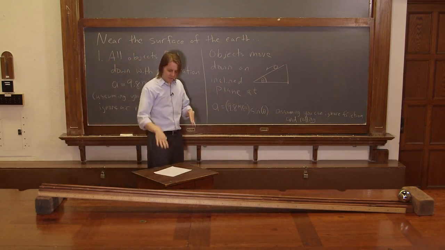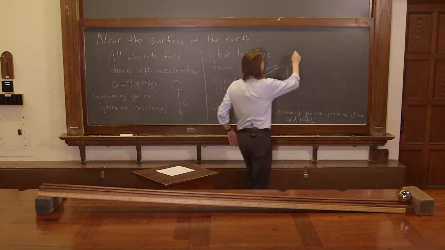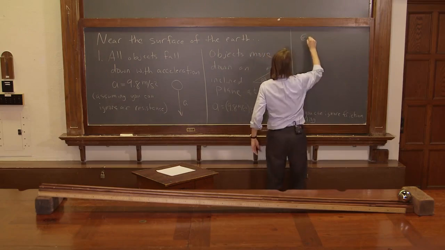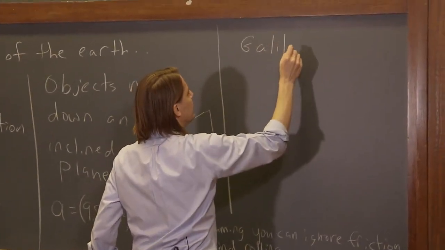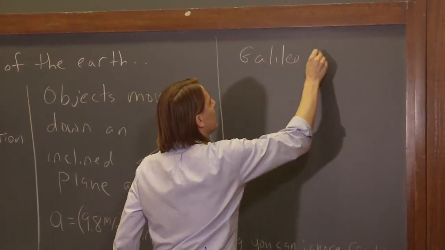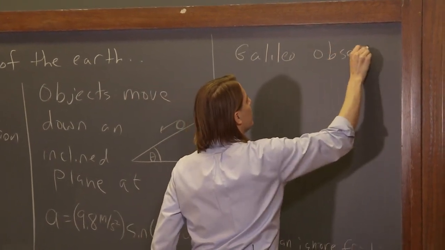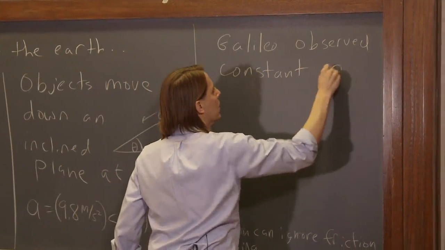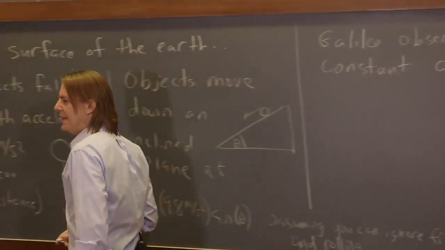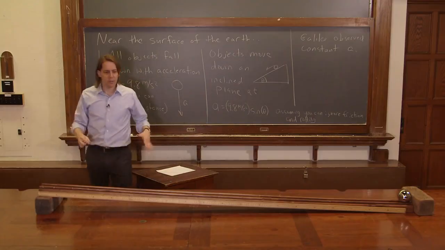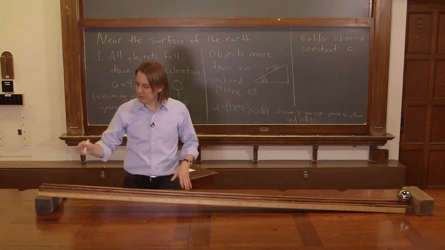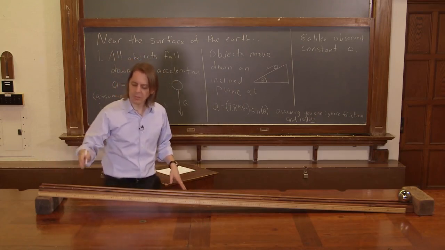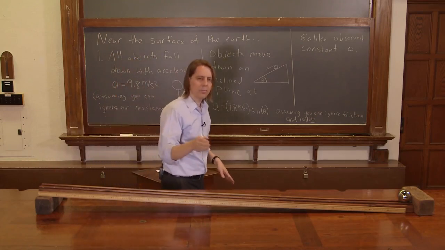And an experiment like this really is how Galileo first observed the constant accelerations that you find near the surface of the Earth. Galileo observed constant a, and he did it with something like this. We've propped it up and we've put these little clips on the track at a certain spacing.